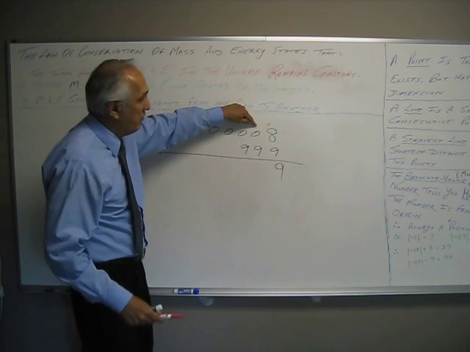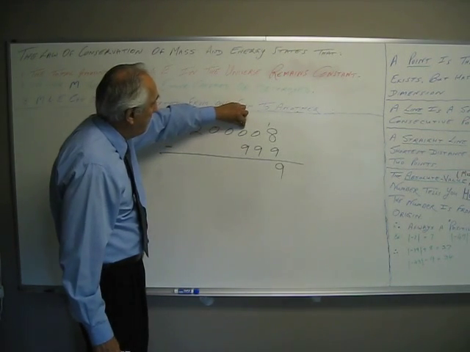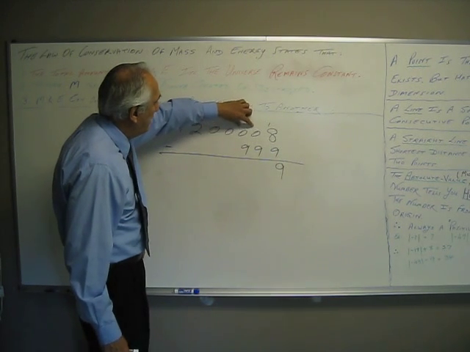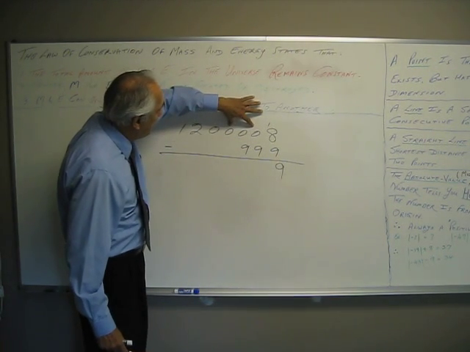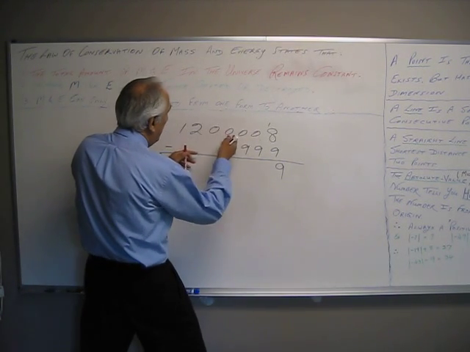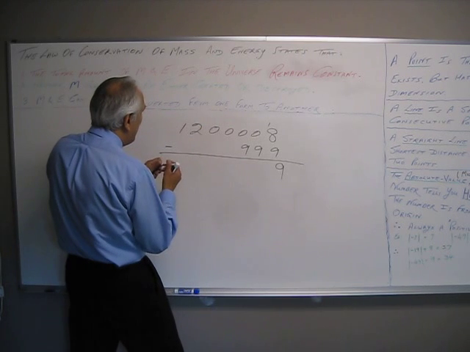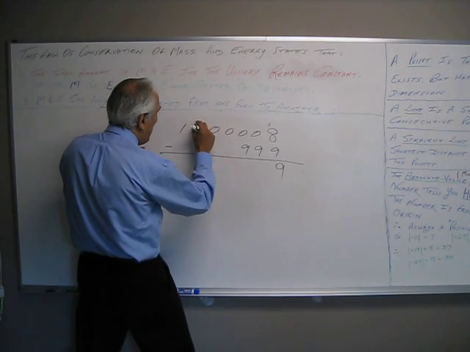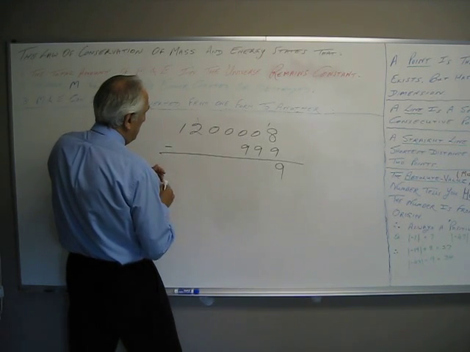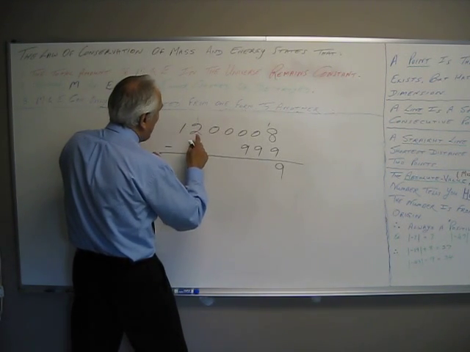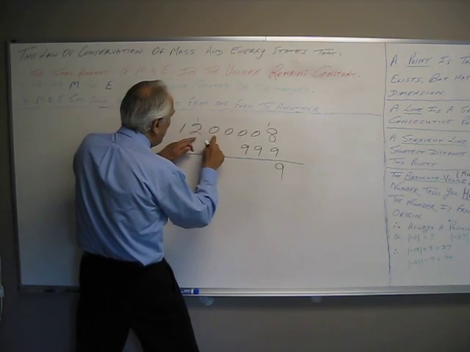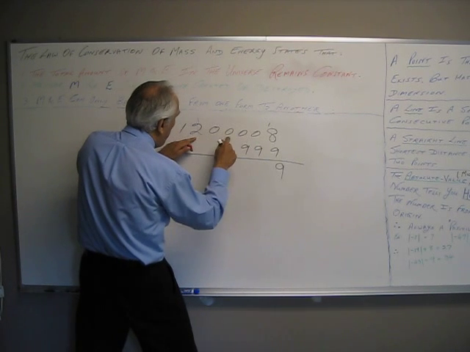I can't reduce 0 by 1. So I look at the next column for help. 0, 0 still means 0. I can't reduce 0 by 1, so I look at the next column for help. I can't reduce 0 by 1, I look at the next column for help. So I look at this one for help and I say, yes, I can reduce this guy by 1. But I can't just reduce this one, because what it amounts to is reducing this 20,000 by 1.